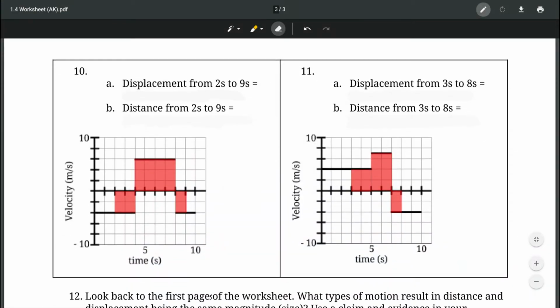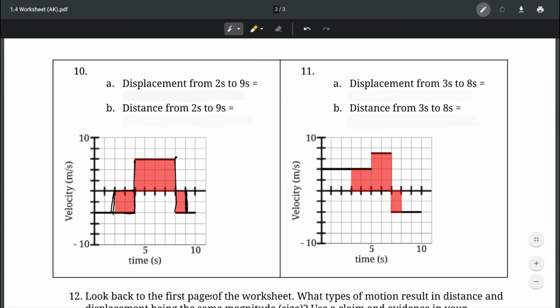For number 10 and 11, the difference is that now we're only looking at a specific time period. And so what that does to our rectangles is it shortens their widths, because we're no longer looking all the way from 0 seconds to 10 seconds. Instead, we're looking from 2 seconds to 4 for this first rectangle. The middle rectangle stays the same as in problem 8, but then the last rectangle gets cut off at 9 seconds instead of at 10 seconds.